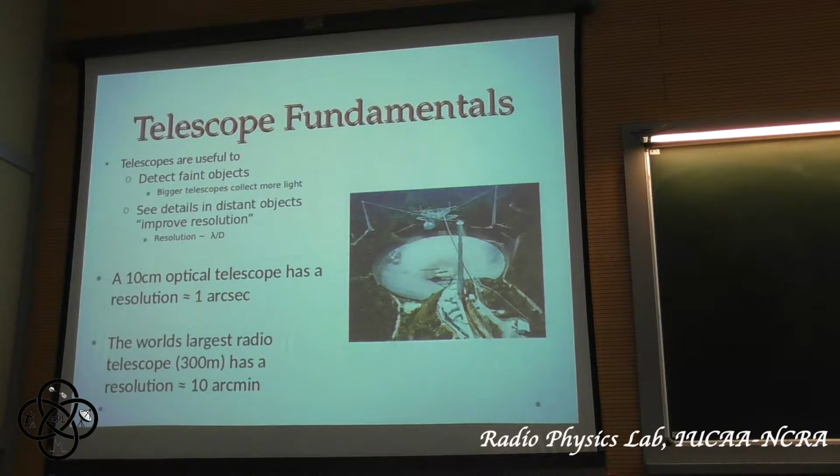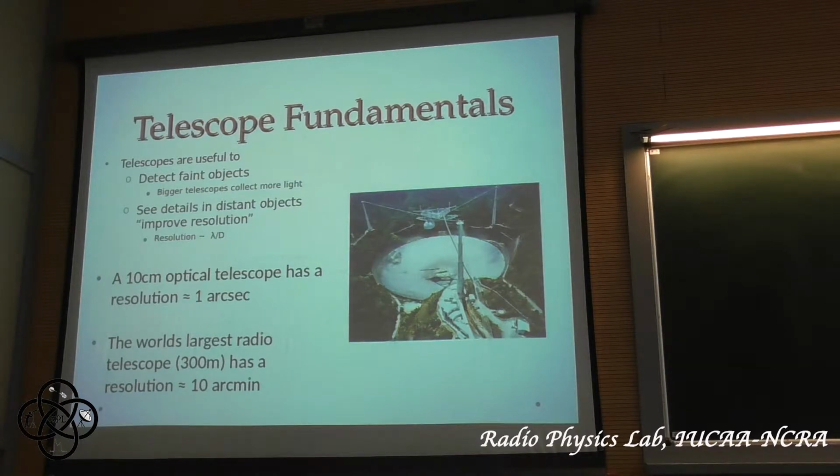All right, so let me just say something about the fundamentals of telescopes. Two reasons why one uses telescopes. One of them is that they're useful in order to detect faint objects. That's simply because the telescope acts like some kind of giant light bucket. It collects a lot of photons, right? So the bigger the bucket, the more photons you collect. Bigger telescopes collect more light, so that's a good reason to build bigger telescopes.